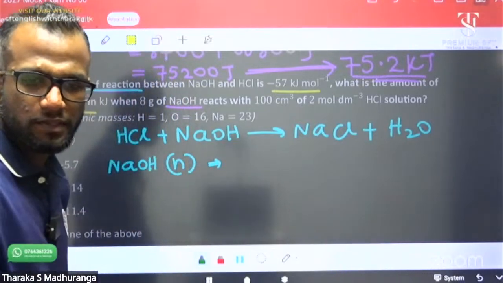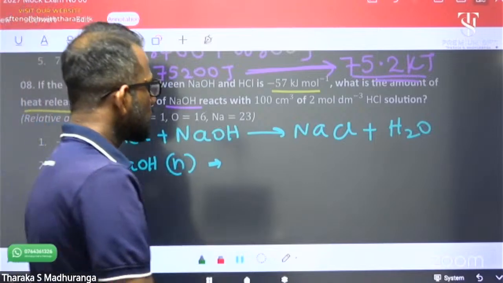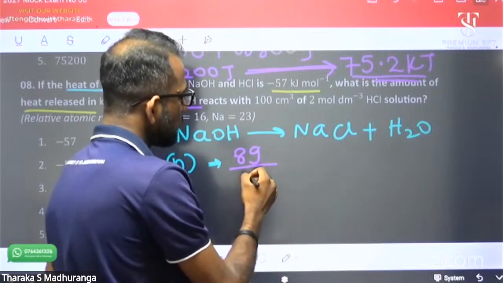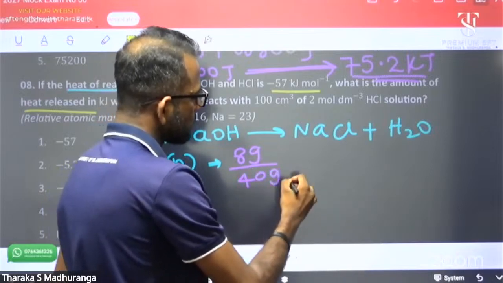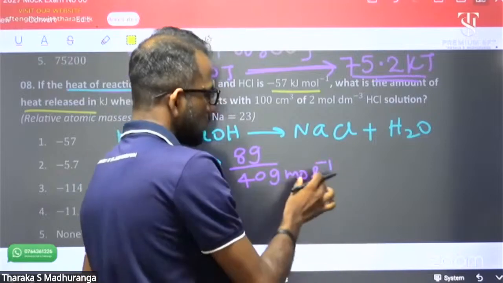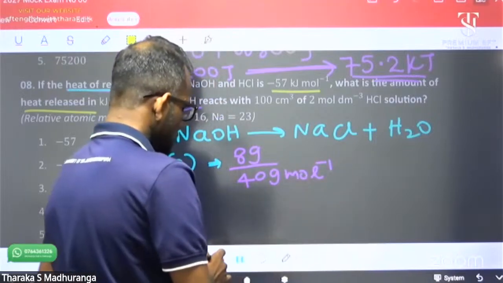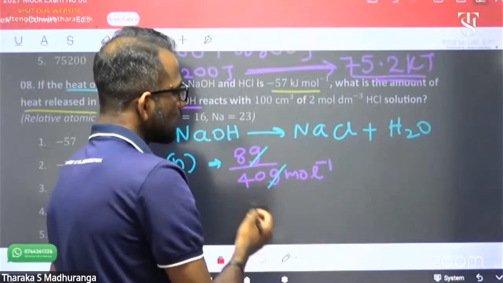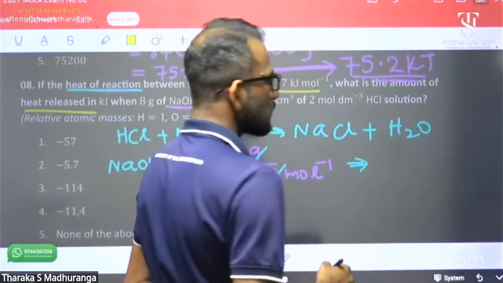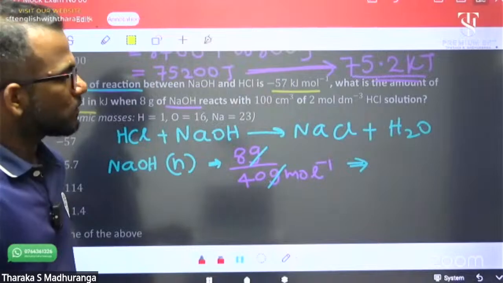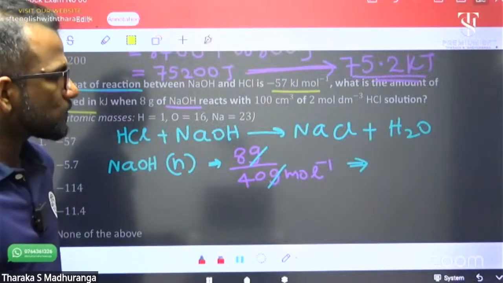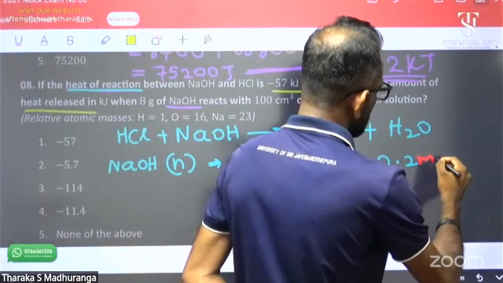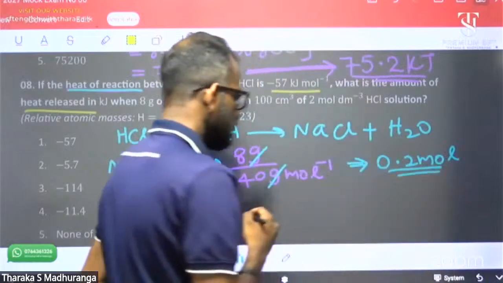mass over molar mass. 8 grams divided by molar mass, 40 grams per mole. Then the grams cancel out. 8 over 40 means 1 over 5, which is 0.2. 0.2 moles is the sodium hydroxide number of moles.